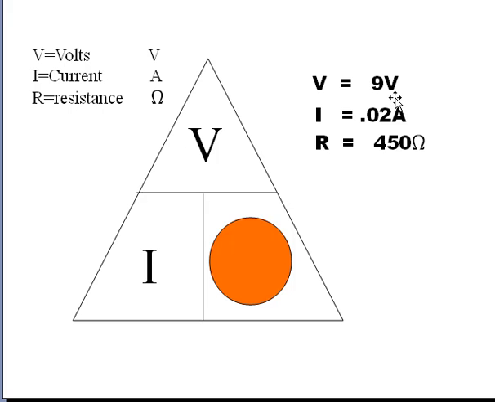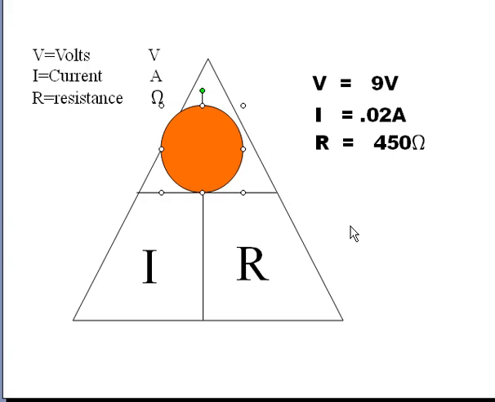It's important to note that volts divided by amps are ohms. So we could do anything we wanted with this pyramid. If we knew what our amperage was and what our resistance was, then we would move the dot over the V. Now it becomes current times resistance. So 0.02 amps times 450 ohms is equal to 9 volts. So you can say a volt is an amp times an ohm.